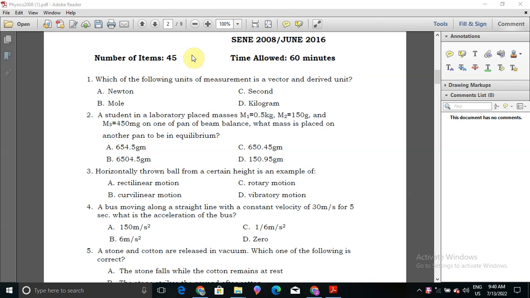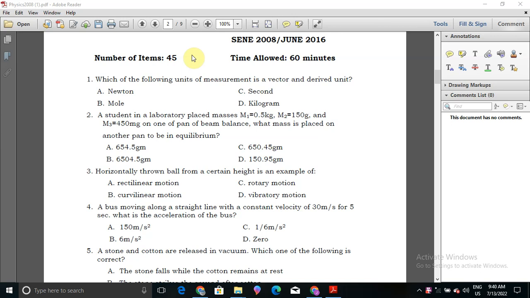The first question in this model is talking about which of the following units of measurement is a vector and a derived unit. First of all, what we have here in choice A, we have Newton, B, mole, C, second, D, kilogram. Now he wants a measurement which is a vector and also is a derived unit.